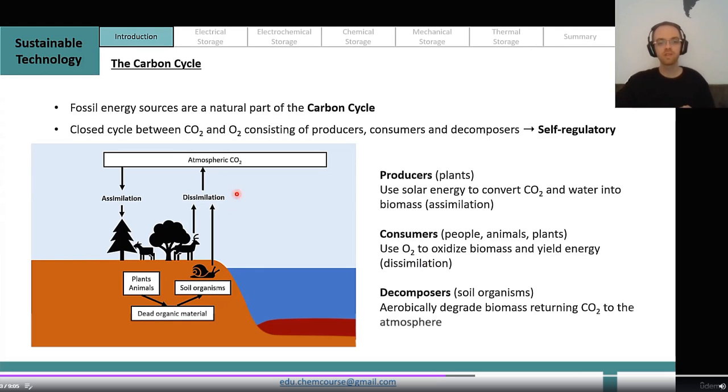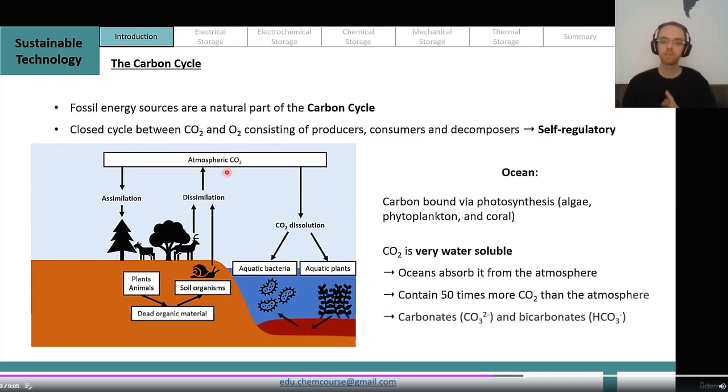So you already see here that we have kind of a cycle. We have atmospheric CO2, we have plants which will use this carbon dioxide and create biomass from it. And we have this group of consumers and decomposers, which will basically utilize this material to get energy from it and return carbon dioxide back to the atmosphere.